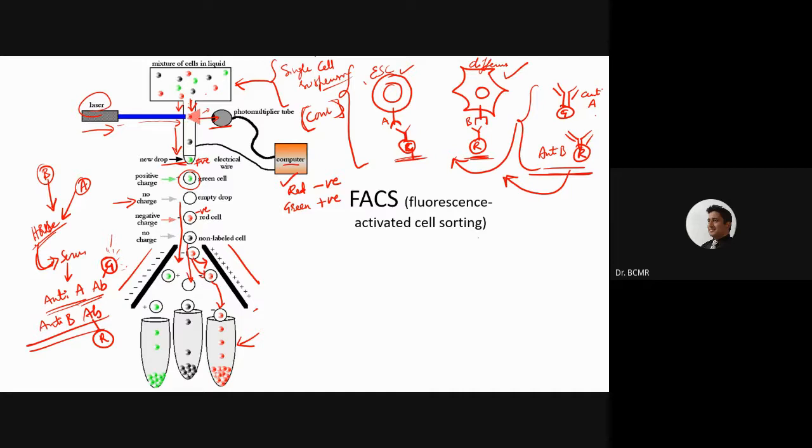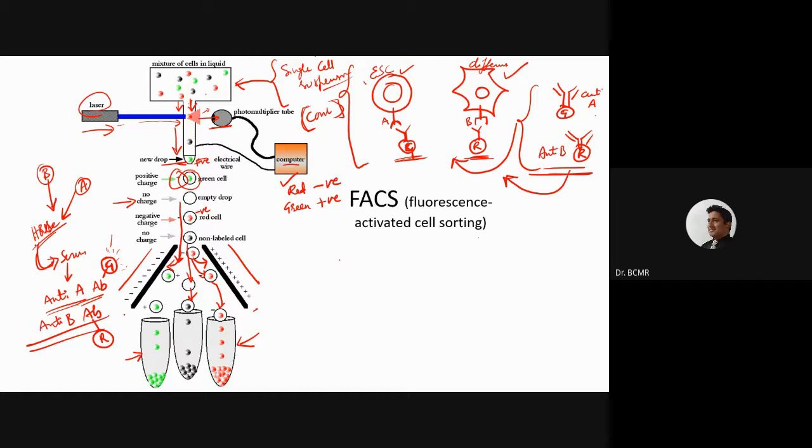If it were a green cell, it would have gotten positive charge, because of which, if there is green fluorescence, because of the positive charge, it will deflect towards the negative electrode and is likely to fall in this one. If there is no fluorescence for a droplet, then the computer will not give it any charge, so it will fall straight down.